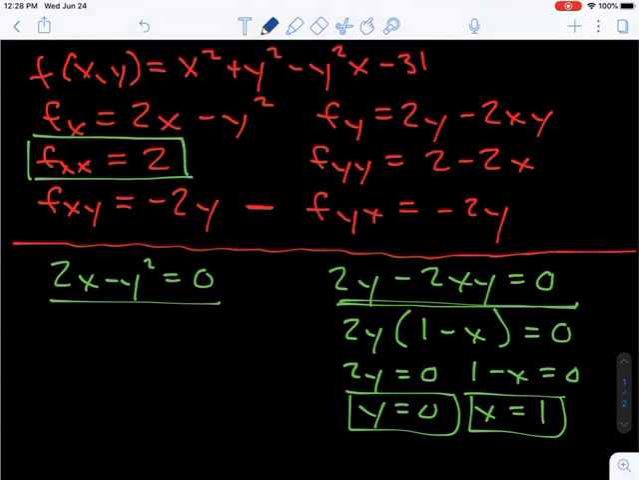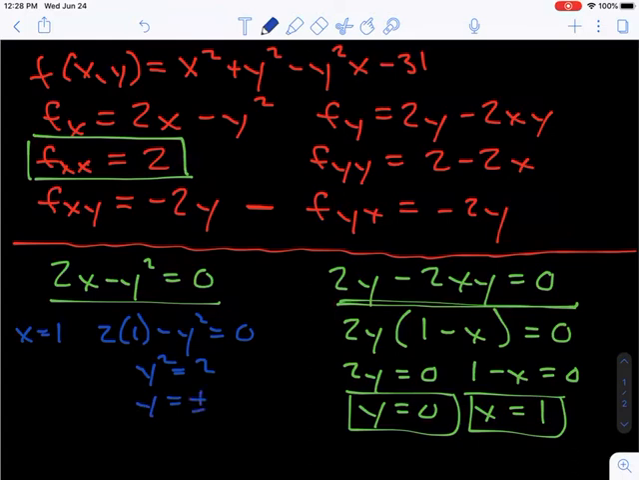So when x is equal to 1, we get 2 times 1 minus y squared equals 0. Y squared equals 2, or y equals plus or minus the square root of 2, which is also y equal to plus or minus 1.41, if you want to change that to a decimal number.